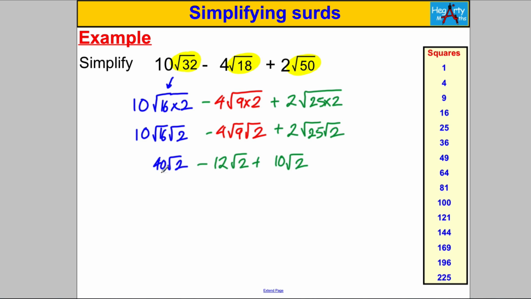Now it's a simple job. 40 root 2's, take away 12 root 2's is 28 root 2's, add back 10 root 2's, we have ourselves 38 root 2, and there you go, we have simplified that surd.